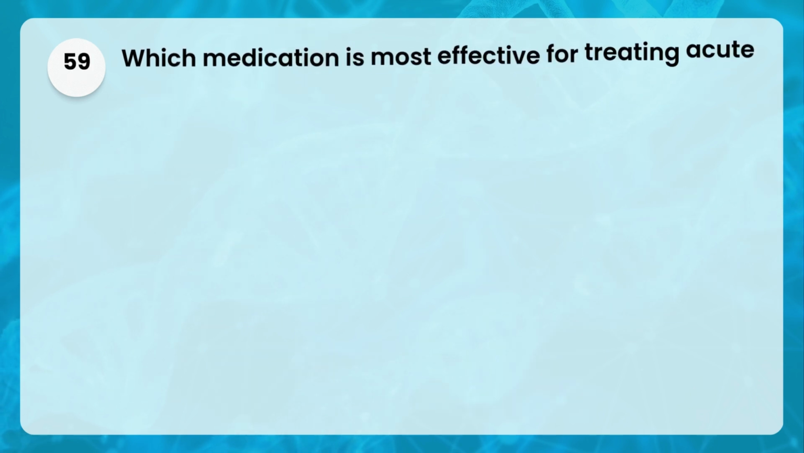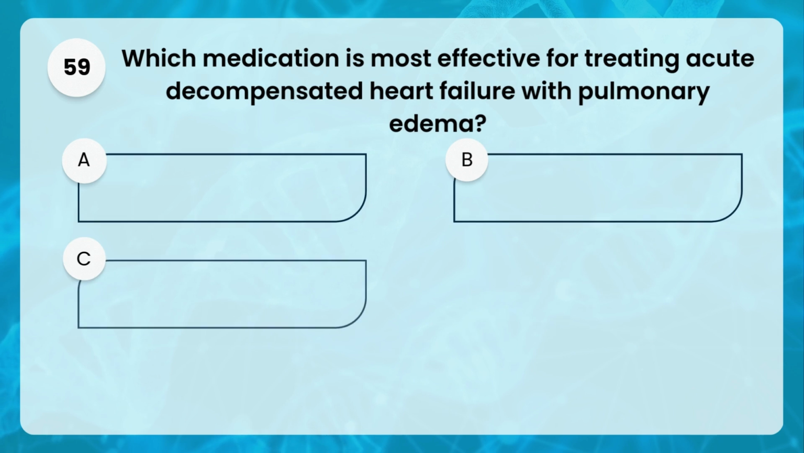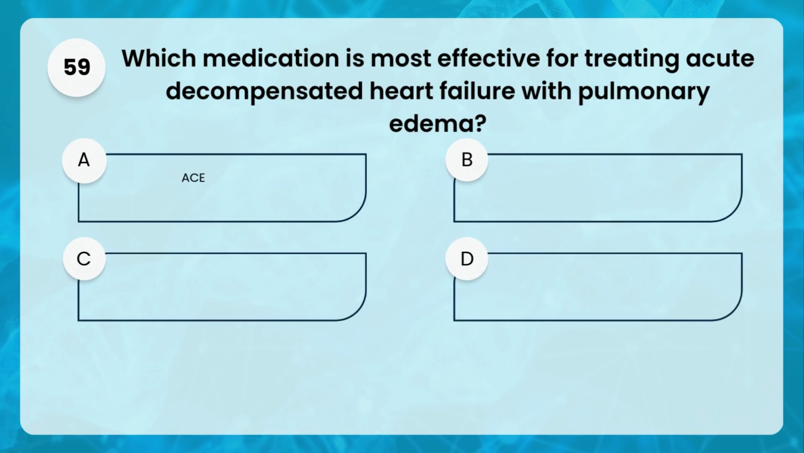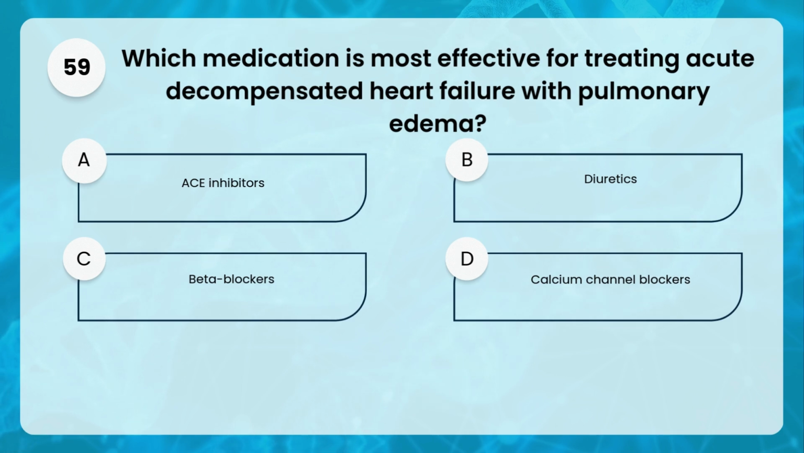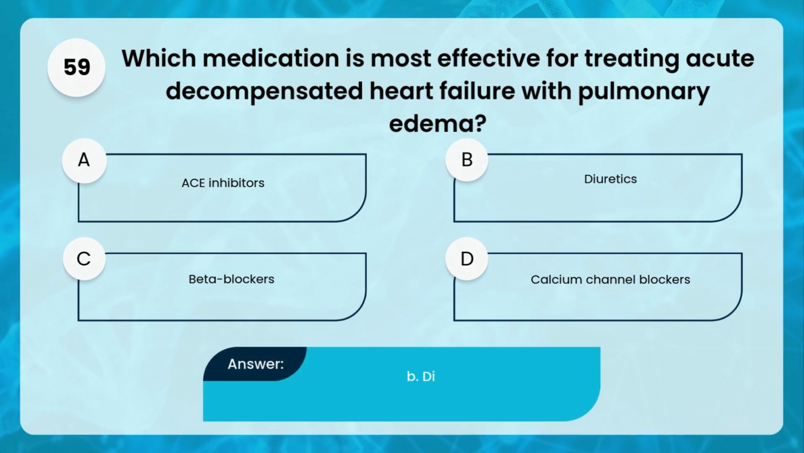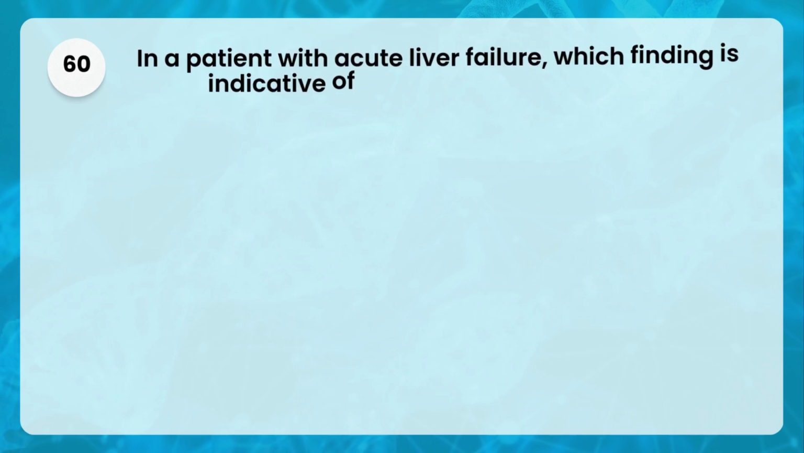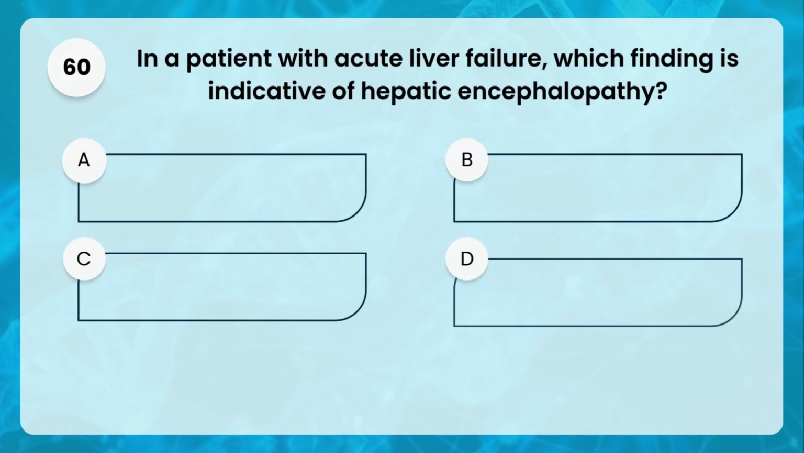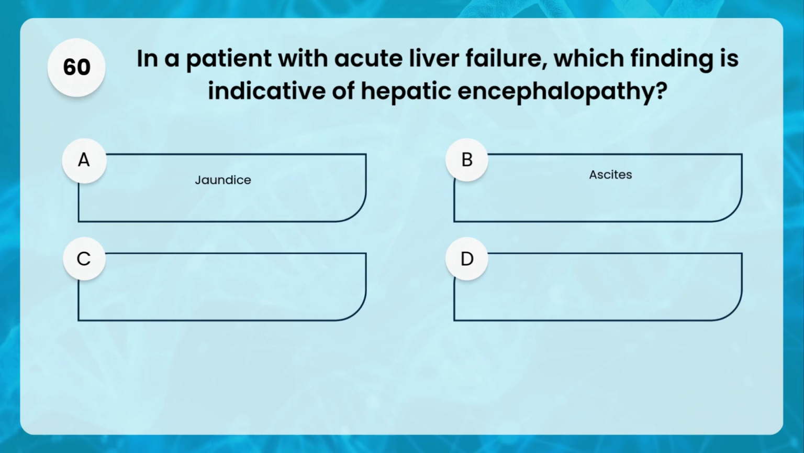Number 59. Which medication is most effective for treating acute decompensated heart failure with pulmonary edema? A. ACE inhibitors. B. Diuretics. C. Beta blockers. Or D. Calcium channel blockers. The answer is B. Diuretics.